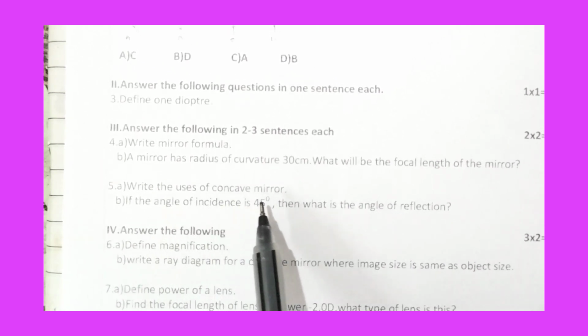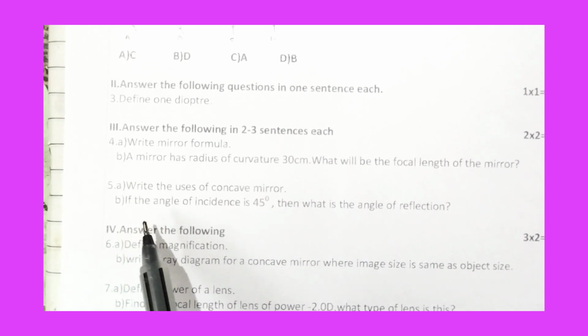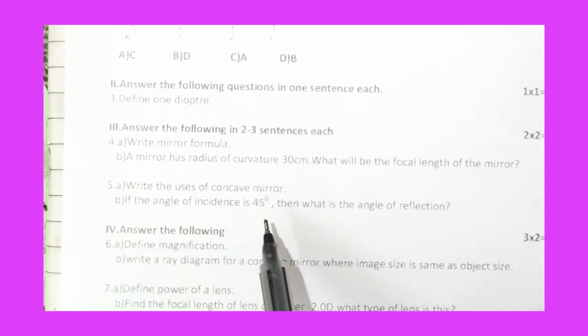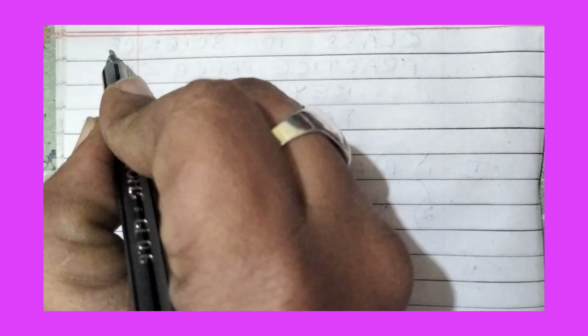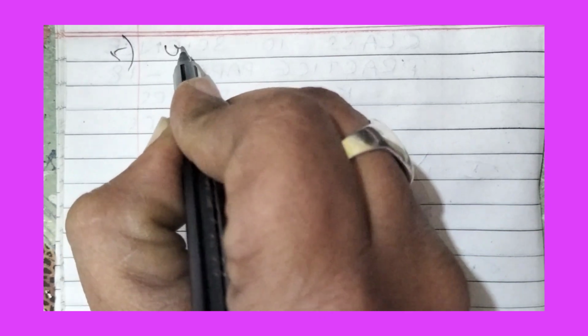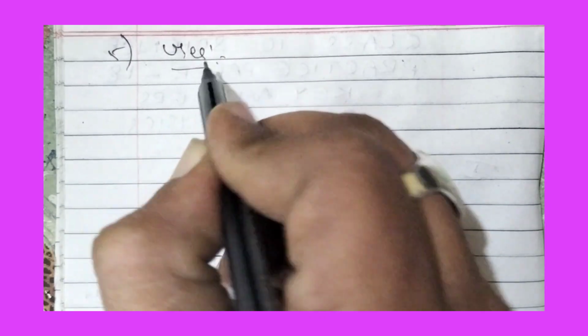Write the uses of concave mirror. In the second one, they have given: if the angle of incidence is 45 degree, then what is the angle of reflection? Let us answer both the questions now. Let us move to the fifth one. Write the uses of concave mirror. Let us write the uses of concave mirror.